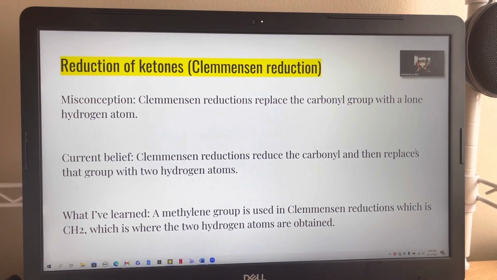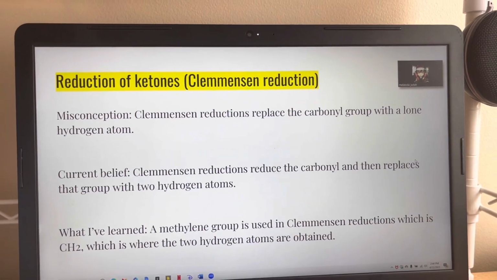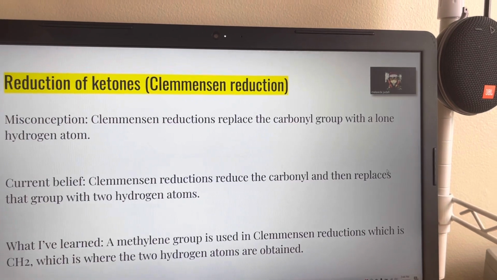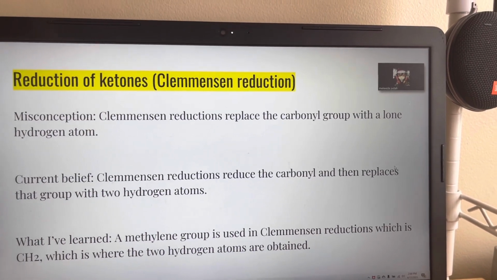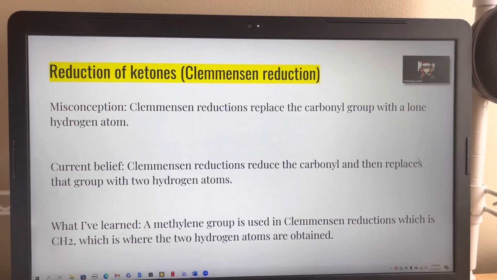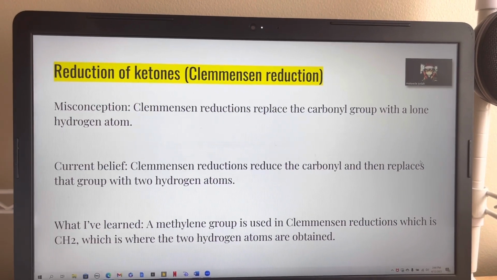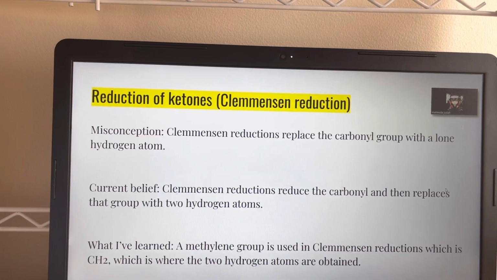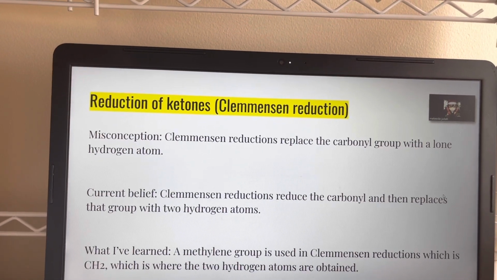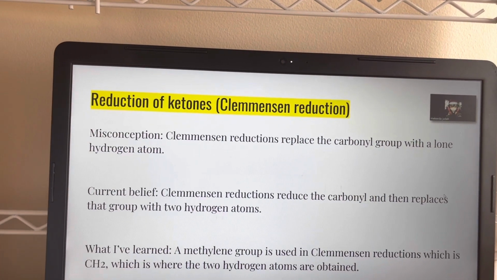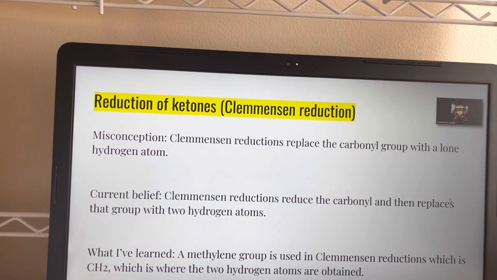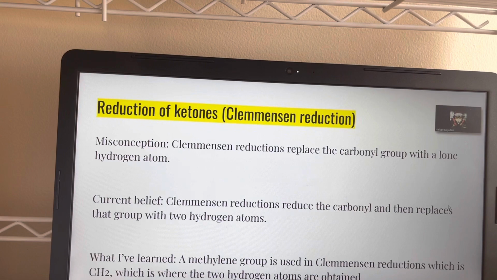Next is the reduction of ketones, Clemmensen reduction. The misconception about this is the Clemmensen reduction replaces the carbonyl group with a lone hydrogen atom. The current belief is the Clemmensen reduction reduces the carbonyl and then replaces that group with 2 hydrogen atoms. I've learned that a methylene group is formed in Clemmensen reductions, which is CH2, which is where the two hydrogen atoms are obtained.